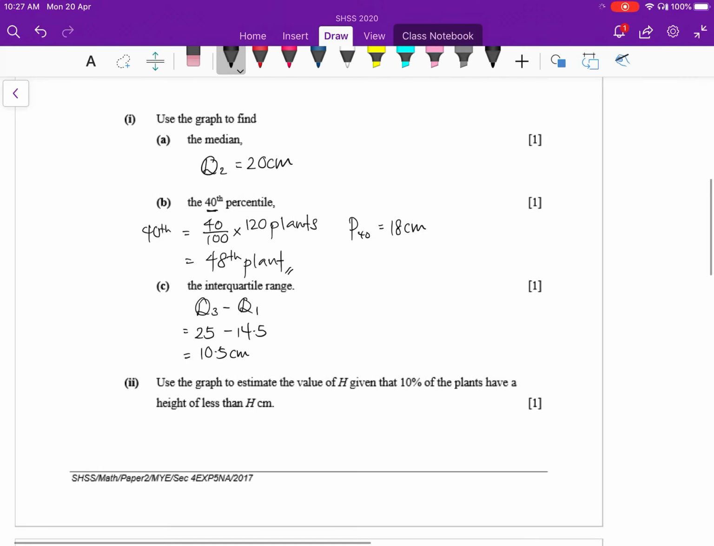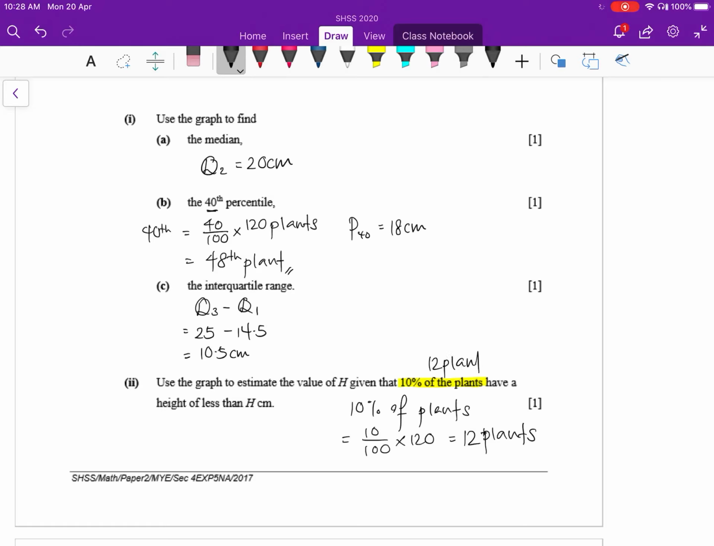Now, part 2 asks you to use the graph to estimate the value of H given that 10% of the plants have a height of less than H cm. We have to find how many plants 10% is. We have 120 plants, so 10% will be 10 over 100 times 120. That would be 12 plants. What is the value of H?